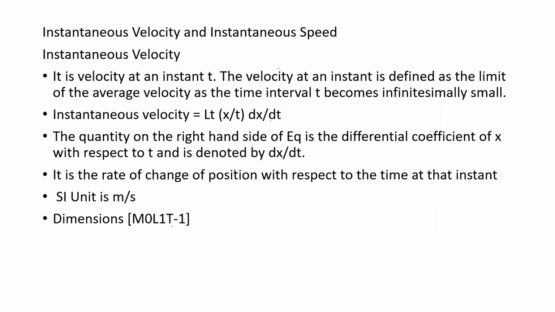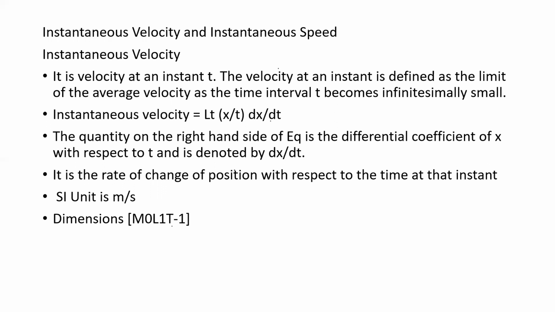See here, we have already discussed this. Now instantaneous velocity or instantaneous speed. Instantaneous velocity is the velocity at an instant. It is defined as the limit of the average velocity as the time interval becomes infinitely small. That means here we take it as dx divided by dt. That is instantaneous velocity: a small amount of time change, a small distance traveled.